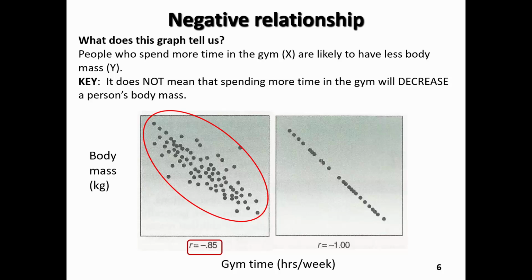In this particular case, the amount of scatter still illustrates a very clear pattern as we move to the right. So as a person spends more hours per week in the gym, they are likely to have a lower body mass, but that is not cause and effect. On the right-hand side, as we saw on slide number 5, we see a perfect relationship. If we were to draw a line of best fit, that line would cut through all of the actual data points here. A perfect relationship is not something that we see in research, but it illustrates this point.